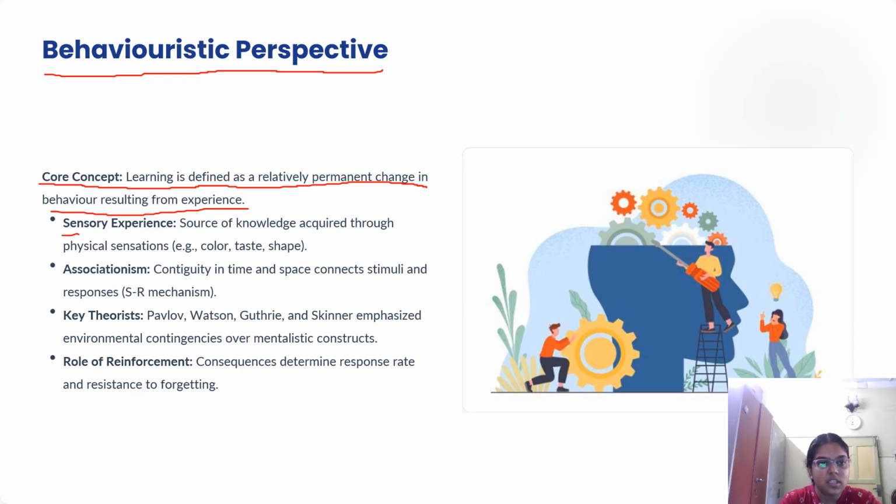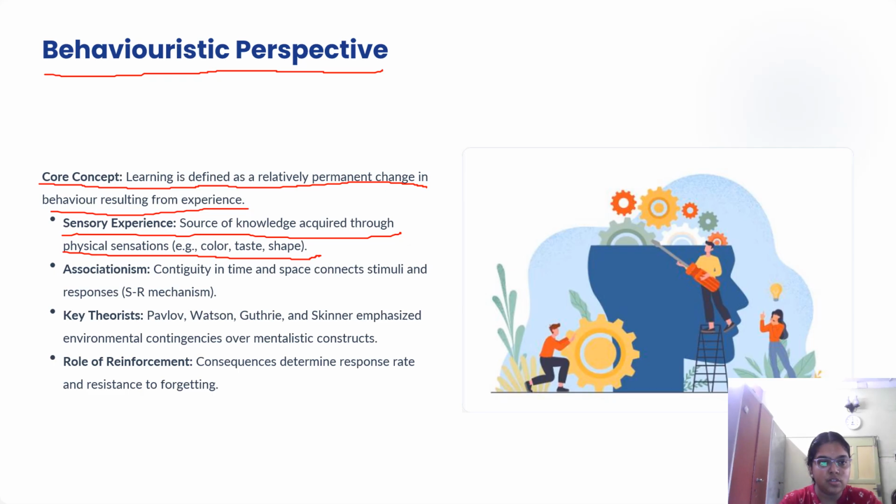Now first is sensory experience: source of knowledge acquired through physical sensation, for example color, taste, shape. So the first subdivision mentioned here is sensory experience. Now what is this sensory experience? Sensory experiences are those senses where knowledge is acquired through physical sensations, like from color, taste, any sorts of shape, etc.